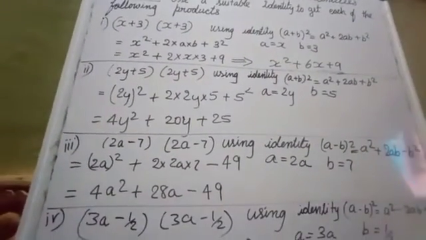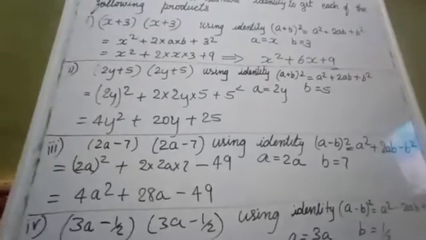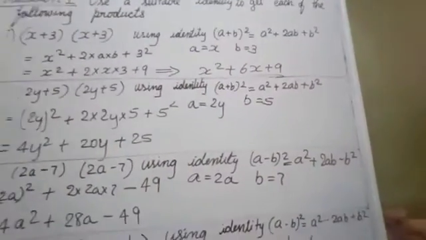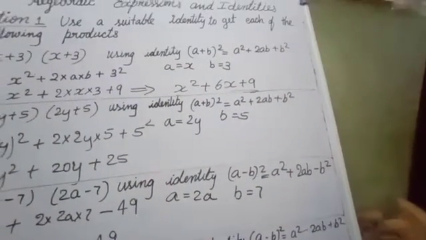Let us go to the fourth question. (3a - 1/2)(3a - 1/2). Which identity can be used? We can use (a - b) whole square, a square minus 2ab plus b square.